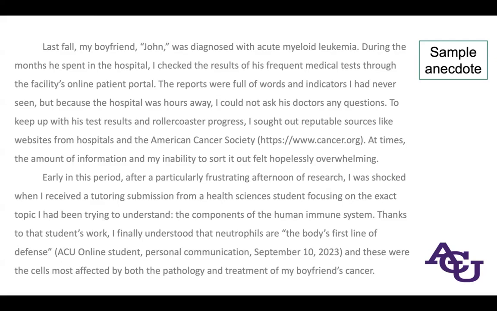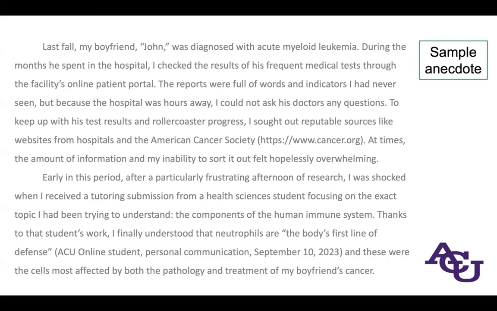So, this is an anecdote that I wrote. I'm going to read it to you quickly, and then we're going to talk about how it fits some APA guidelines. So, I'll just read through.